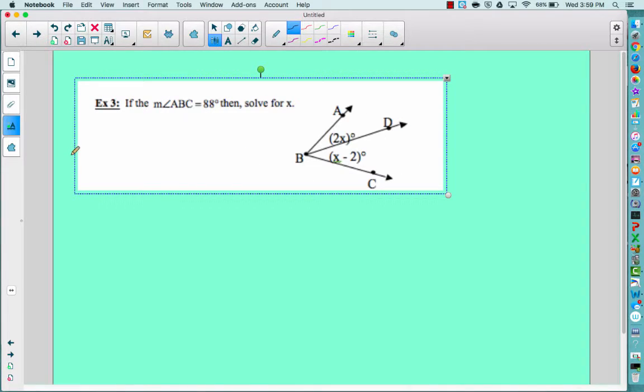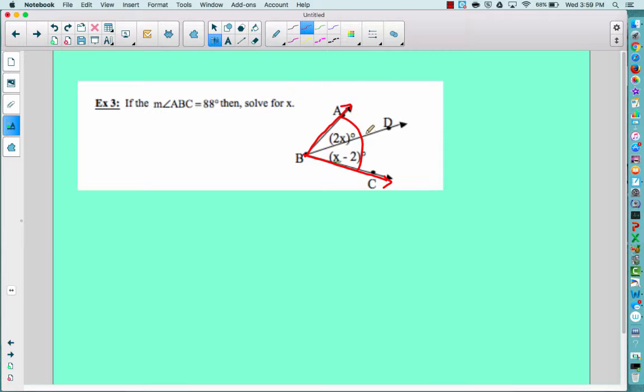What about when I have algebra? I have variables thrown in the mix. All right, so it says if the measure of angle ABC, so ABC means start at A, go to that vertex of B in the middle, all the way to C. There's my angle right here. ABC has a measure of 88. Well, they told me that this angle is 2x and this angle is x minus 2. That tells me that I can add those two angles together to equal the whole angle. The sum of the two parts equals the whole. The whole is 88.